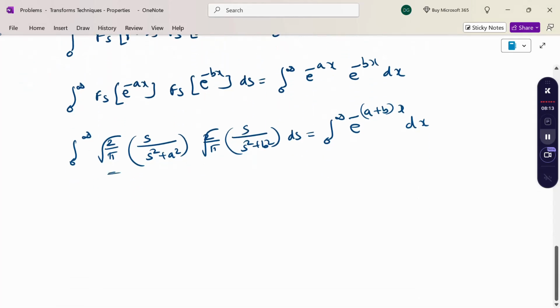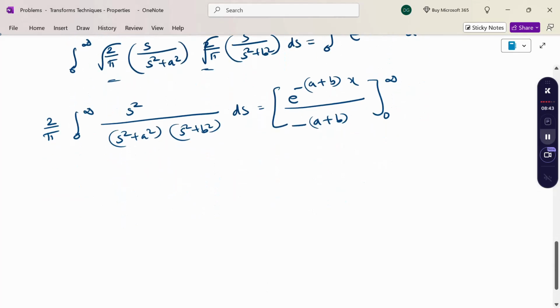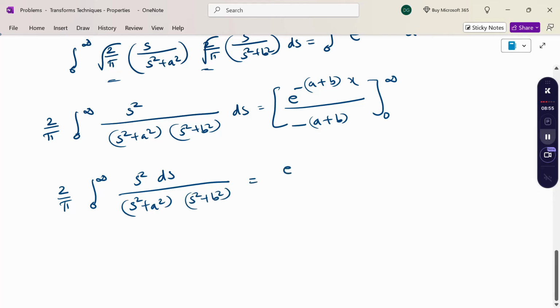And root 2 by pi, these two terms I should take as 2 by pi, integral 0 to infinity of s square divided by (s square plus a square)(s square plus b square) ds equals the integration of e power minus (a plus b) into x, where a plus b is constant, and when I integrate, limit 0 to infinity, upper limit minus lower limit. So 2 by pi, integral 0 to infinity of s square ds divided by (s square plus a square)(s square plus b square) equals e power minus infinity minus e power 0 by minus (a plus b). Now e power minus infinity is 0, e power 0 is 1, therefore 1 divided by (a plus b).